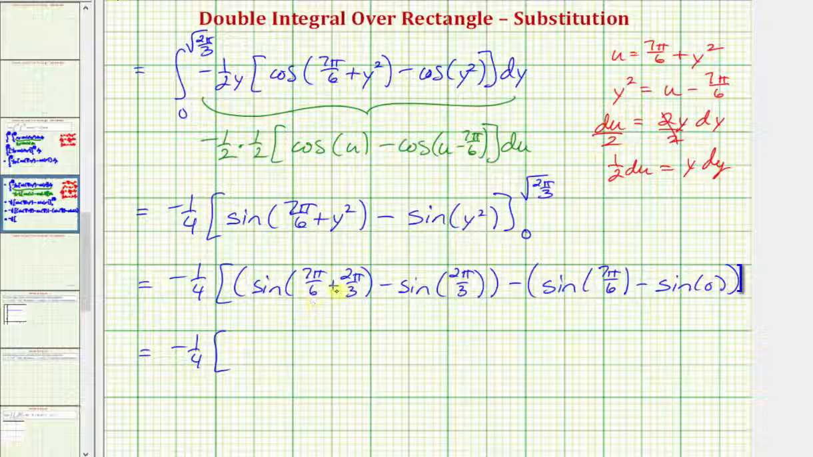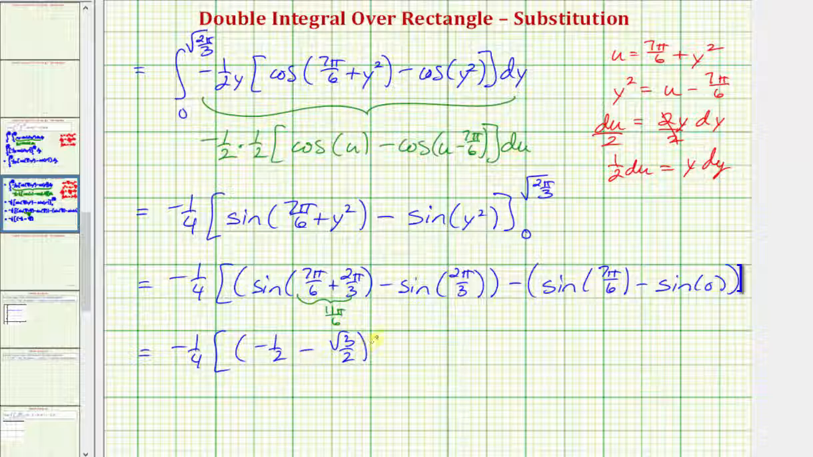Well, 7 pi divided by 6 plus 2 pi divided by 3 would be 7 pi divided by 6 plus 4 pi divided by 6. So this angle here is 11 pi divided by 6. The sine of 11 pi divided by 6 is equal to negative 1/2. Then we have minus the sine of 2 pi divided by 3. The sine of 2 pi divided by 3 is square root 3 divided by 2.